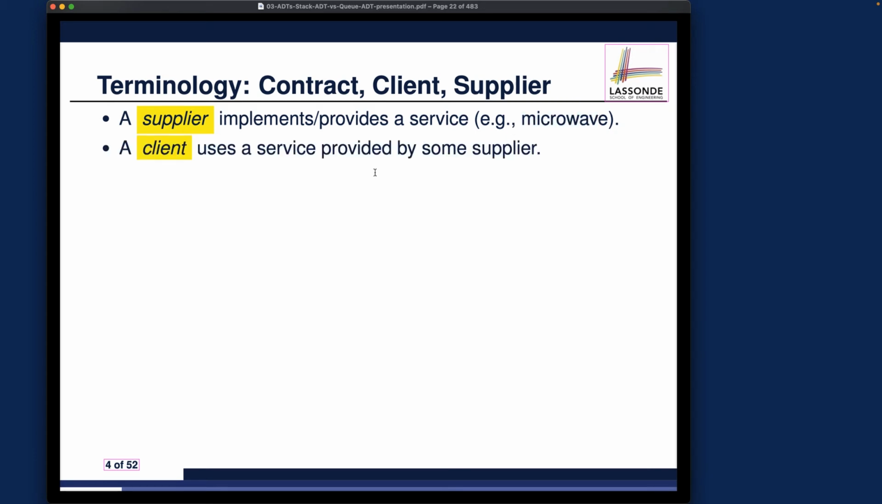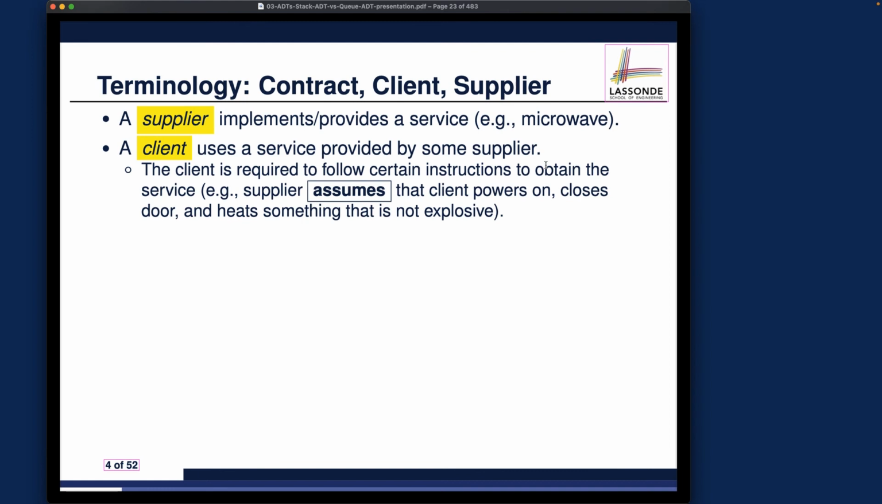And what about clients? Client is more like a caller. A caller simply calls another method that provides the service, right? So the client uses a service provided by some supplier. That makes sense. And let's now just go over this one together. The client is required to follow certain instructions to really obtain the service.